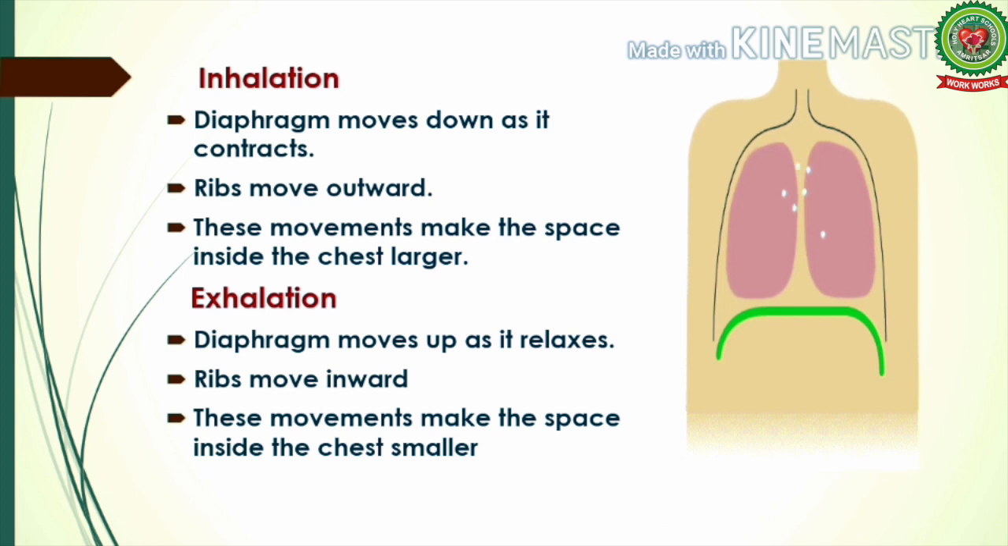During the process of inhalation, diaphragm moves down as it contracts, ribs move outward. These movements make the space inside the chest larger. During the process of exhalation, diaphragm moves up as it relaxes. Ribs move inward and these movements make the space inside the chest smaller.